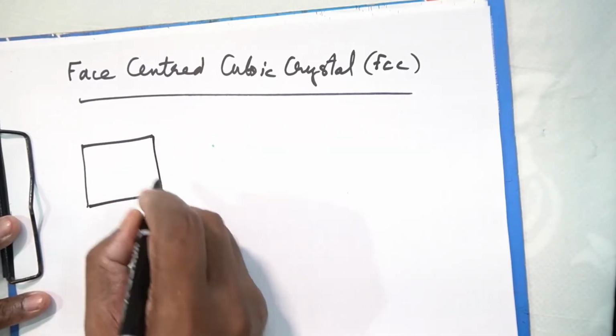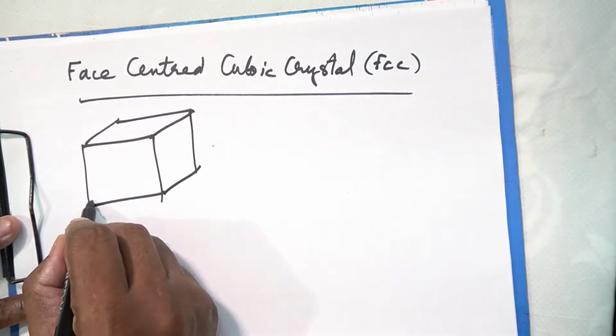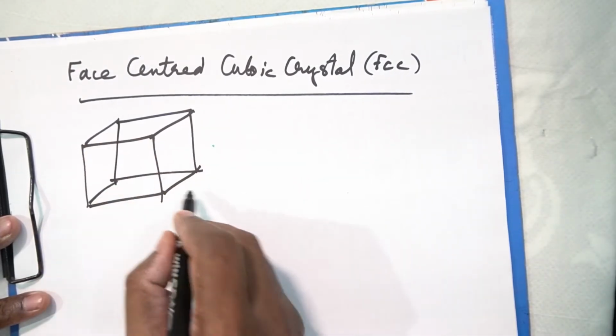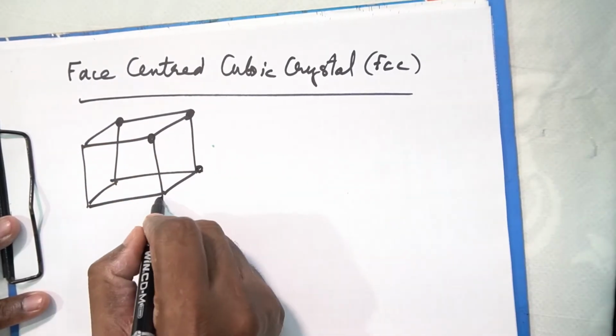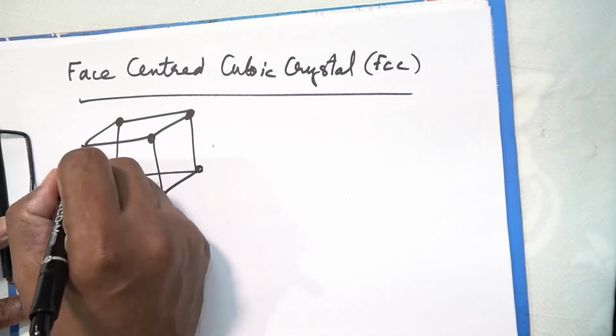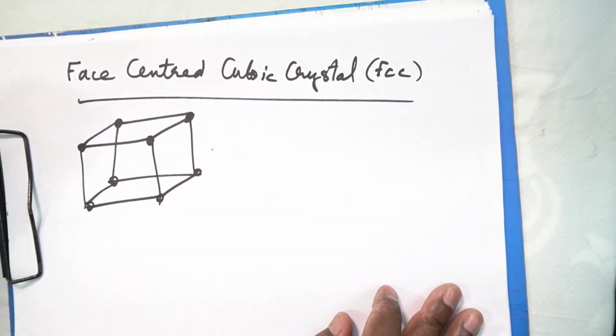Hello students, in this video we are going to see what is face-centered cubic crystal or face-centered cubic lattice. So what is a face-centered cubic lattice? Here we have the normal cube, and in this cube we have one particle at each corner. Along with that, there is also an additional atom on each face.